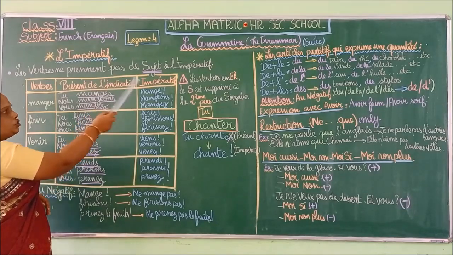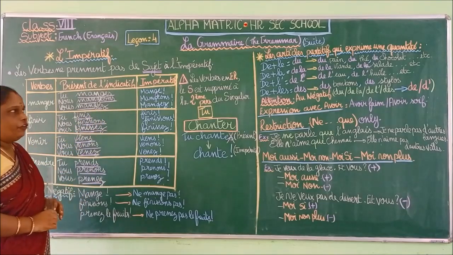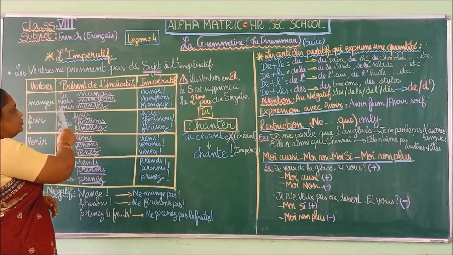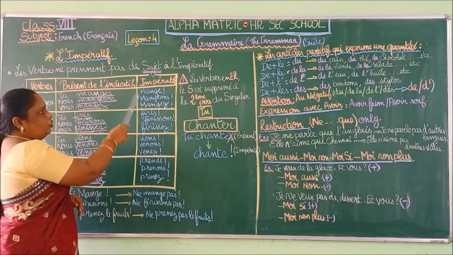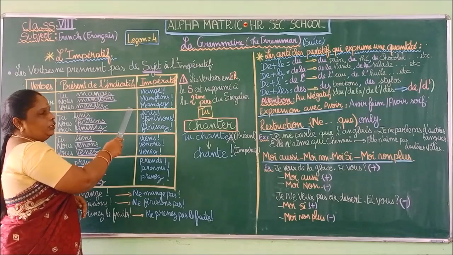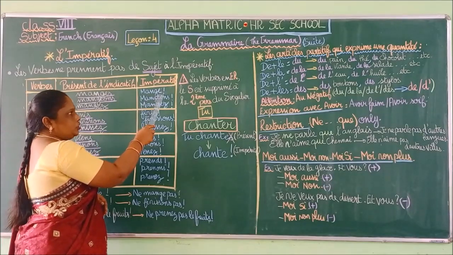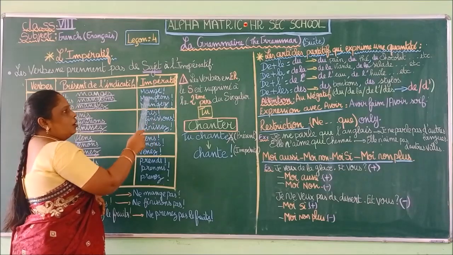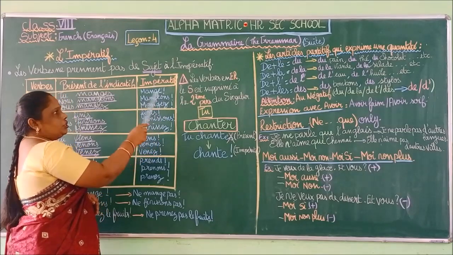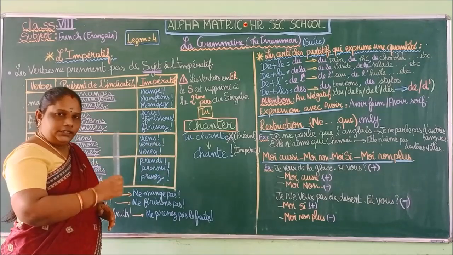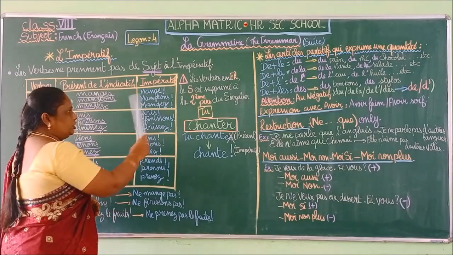Then we are going to change into imperative form. So, we are going to cancel the subjects. Okay? So, no subject pronoun in front of the verb. So, we are going to write mange, mangeons, mangez. Okay, so it's an order. Eat. Let us eat. Okay, or mangez.